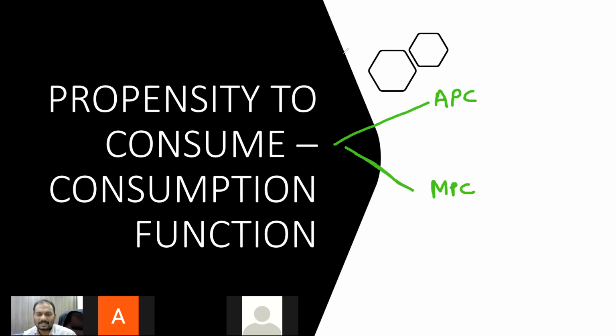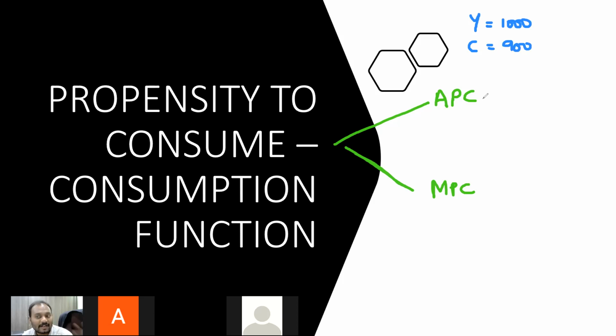Taking a few examples once again, all of you please concentrate on this. Assume that your income is 1,000 rupees. How much is the income? 1,000 rupees. From that income, you are consuming, consumption is 900. How much is the consumption? 900.